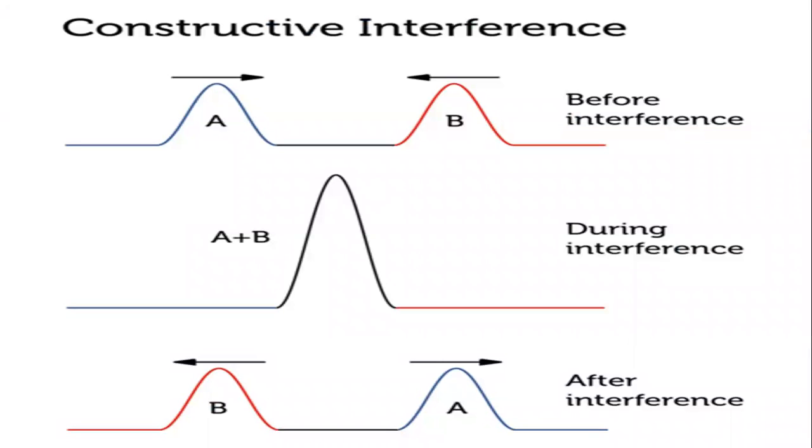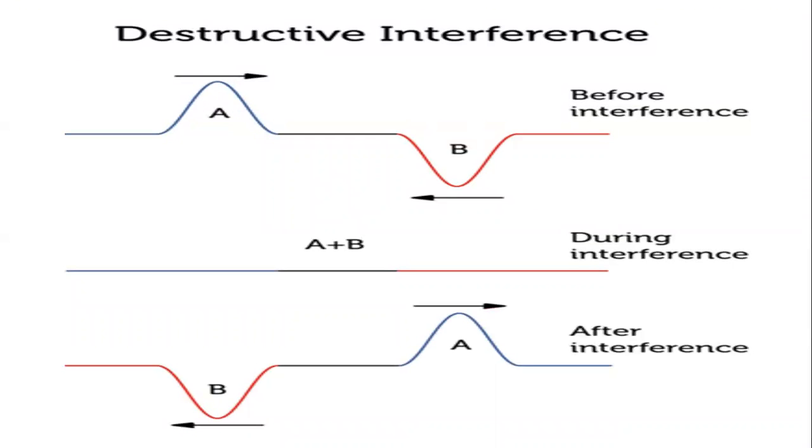In constructive interference, we find this occurring when the crests or highest points of one wave overlap the crests of the other. You can see here that as waves pass through each other, the crests combine to produce a wave with greater amplitude. So in the first part of the picture, we have A and B waves approaching each other. In the middle, we have both A and B combined. A plus B forms that wave, and then they separate and continue in the original directions they were traveling.